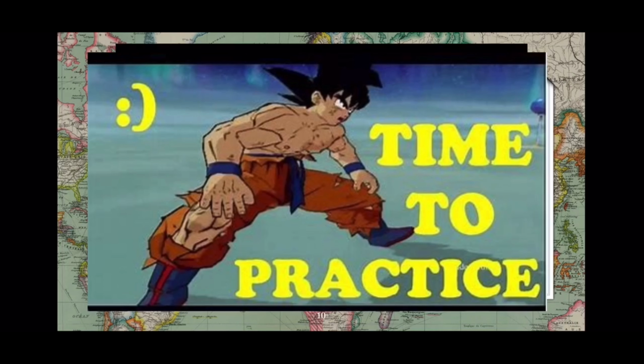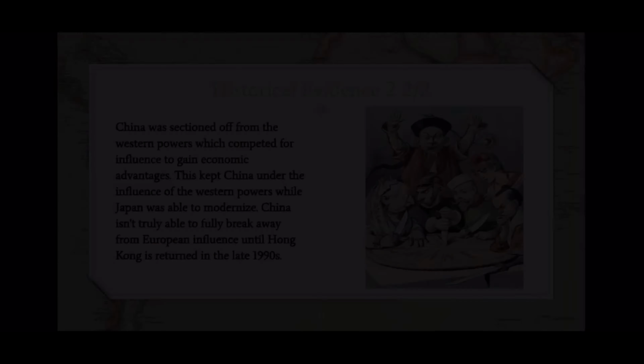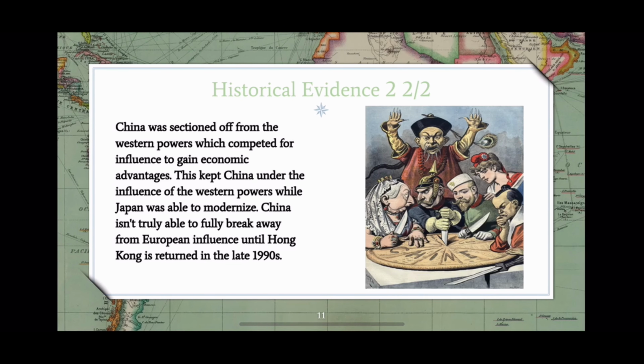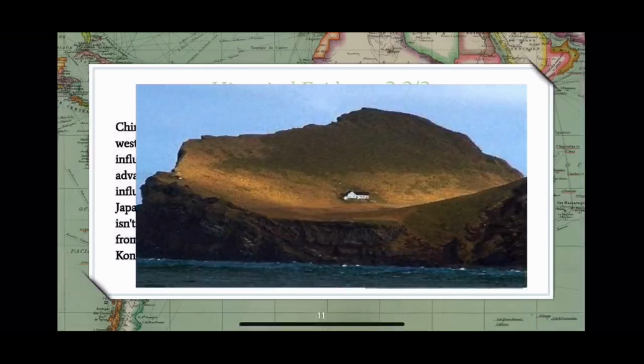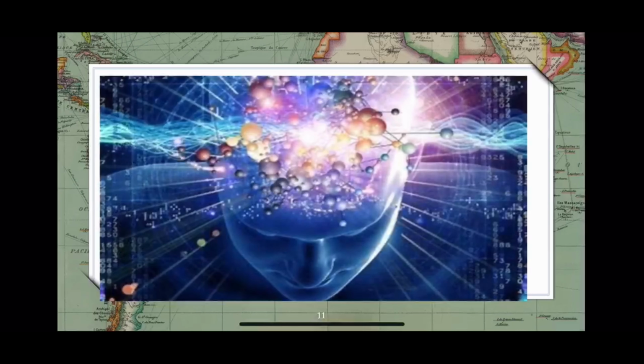This modifies our thesis because it shows the other measures Japan took to self-strengthen and industrialize, and even did so using some Western methods. This picture explains how China was sectioned off by Western powers which competed for influence to gain economic advantages. This kept China under the influence of Western powers while Japan was able to modernize. China isn't truly able to fully break away from European influence until Hong Kong is returned in the late 1990s.